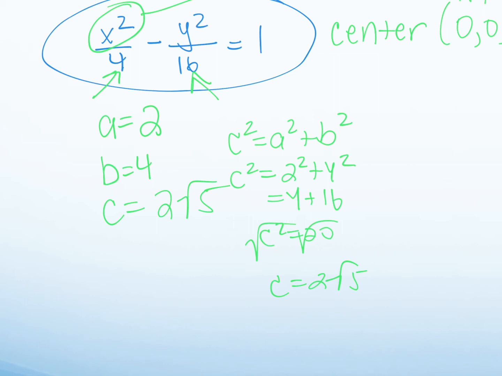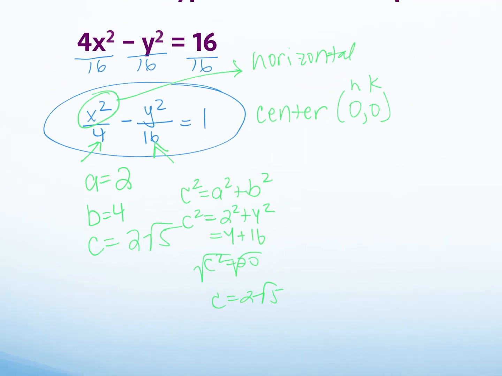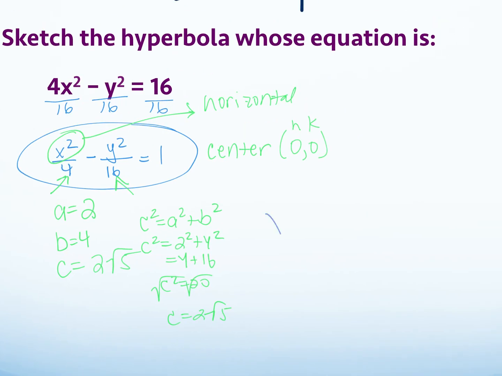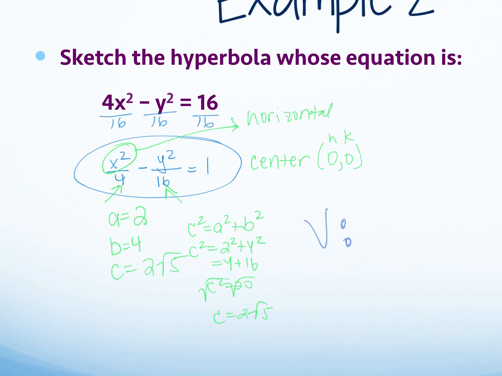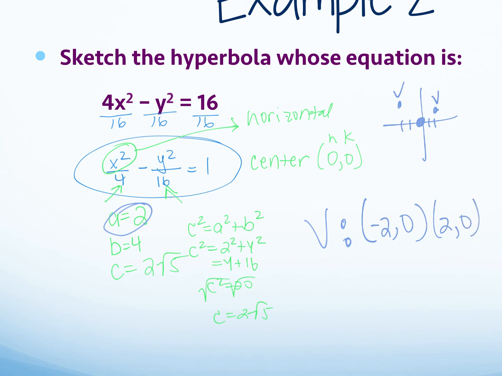So if a question was, okay, write in standard form and then tell me the vertices. Well, think about this. Your vertices, we talked about this, are going to be along the horizontal line. So if your center is at 0, your a value is the distance from the center to your vertices. So if my a value is 2, I'm going to go to the right 2 and put a vertex, and I'm going to go to the left 2 and put a vertex. So my vertices are going to be at negative 2, 0 and positive 2, 0.